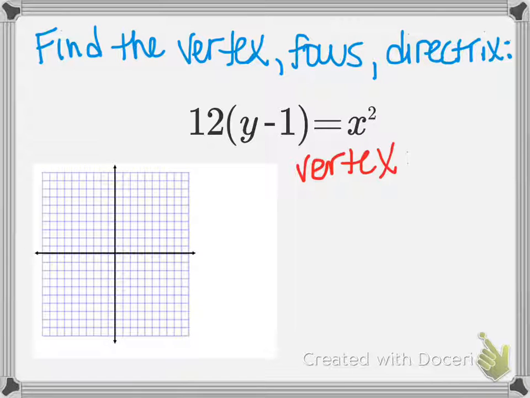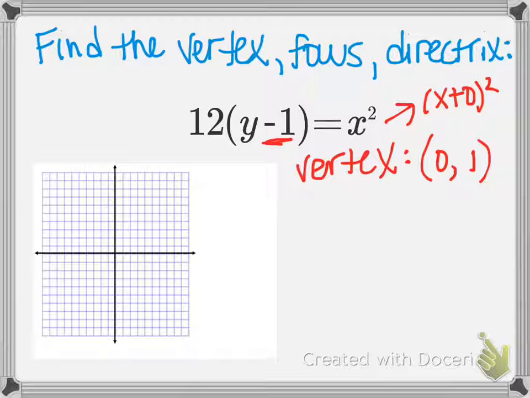So if I look at this equation, remember that the x value has to come first. Well, since there's nobody with x, technically this is the same as if it just had said x plus 0 squared. So that means the x coordinate is just 0. I look at the y. Since there's a negative 1 with it, that means my y coordinate is positive 1.